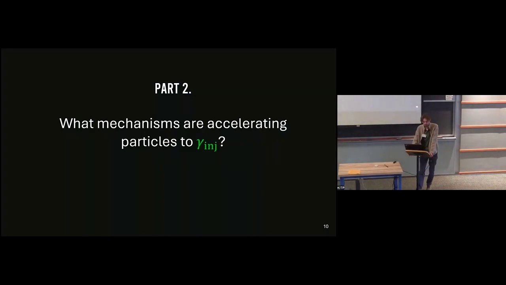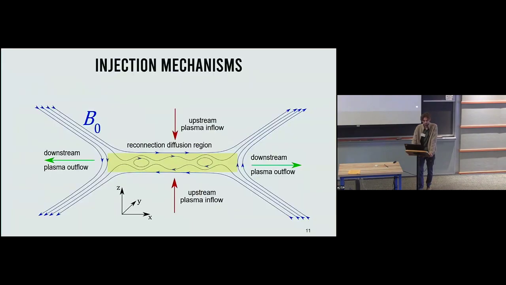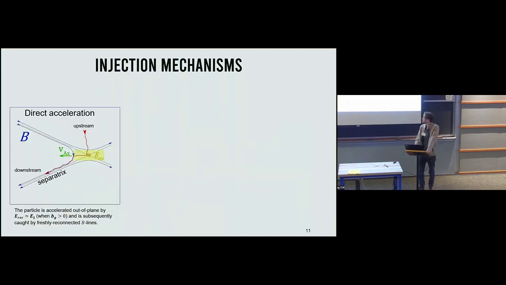What mechanisms are accelerating particles to the injection energy? So here's a cartoon that shows magnetic field geometry during the reconnection of a collisionless pair plasma. In this cartoon, 3 mechanisms are clear. First, we have particles that are accelerated directly by the out-of-plane electric field in the reconnection diffusion region and are subsequently diffused or advected downstream.